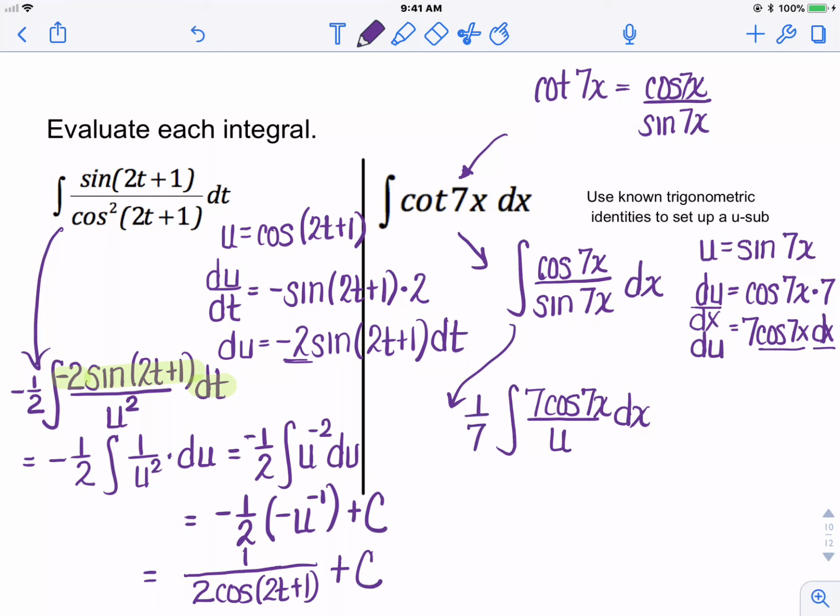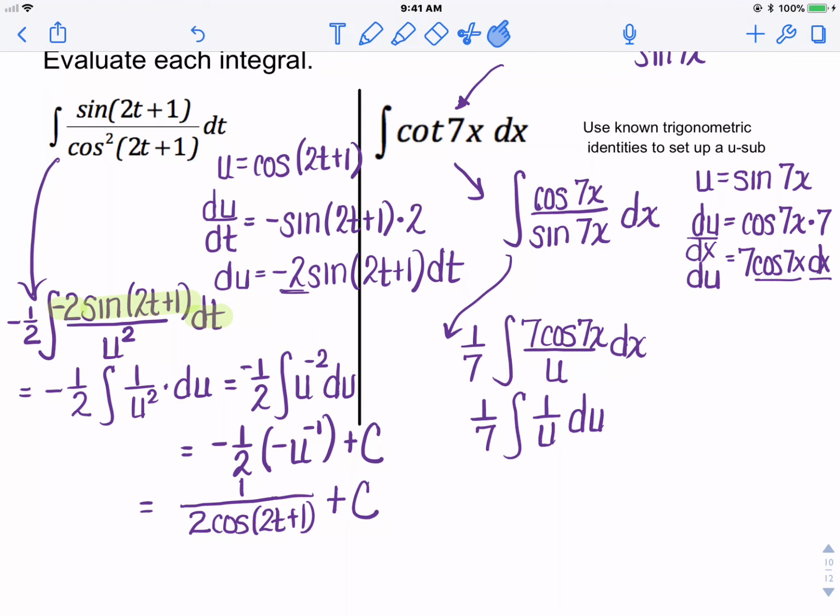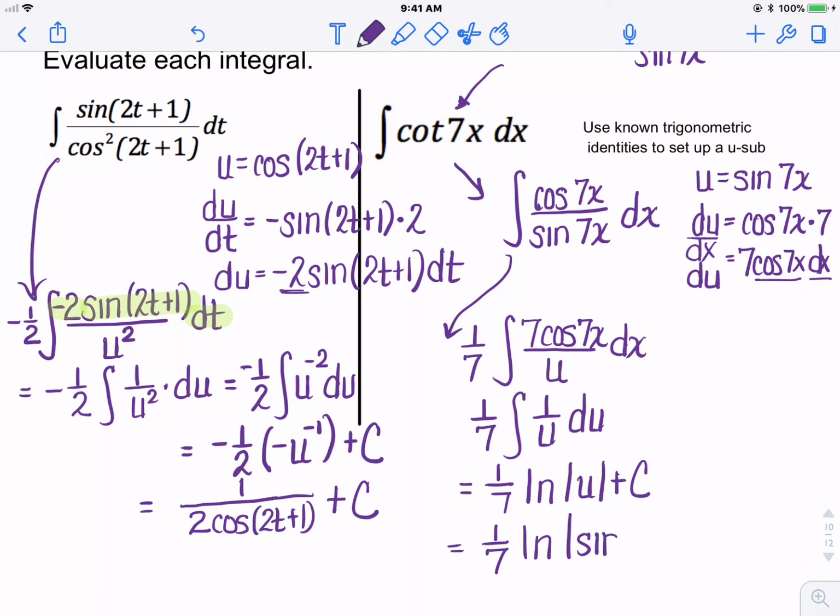I can do that. So that my integrand, when I replace everything, becomes 7 cosine 7x dx is my du. I've got 1 over u du. I'm now ready to integrate because I'm in terms of u. So I've got 1/7 natural log of absolute value of u plus a constant. So my final integral value is 1/7 natural log of the sine of 7x plus a constant.